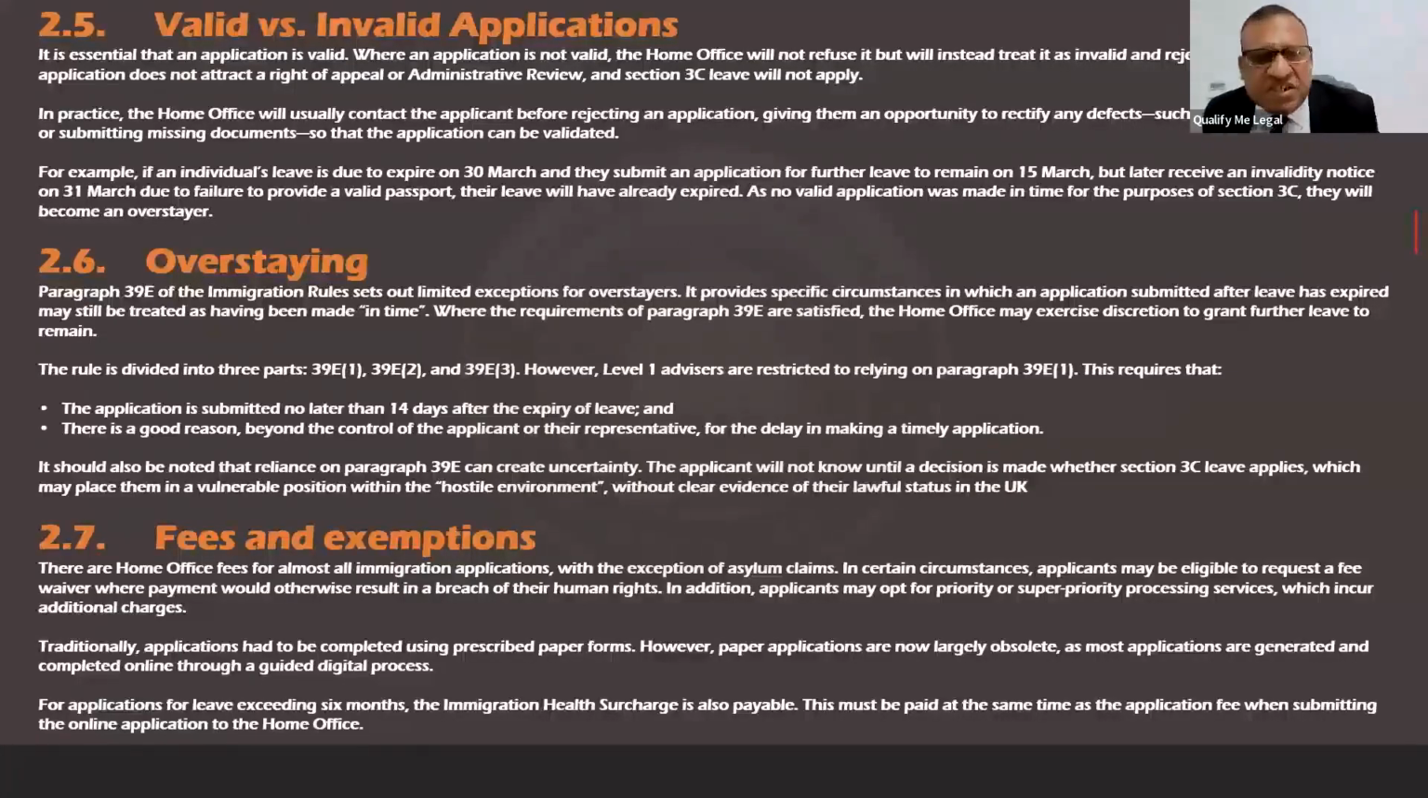Basically, paragraph 39 of the immigration rules sets out limited exceptions for overstayers. Can you please write down paragraph 39E of the immigration rules? It's very important for the immigration adviser authority exams, from a practice point of view, for every point of view. Can you please let me know if you have written in your notebook about paragraph 39E of the immigration rules?